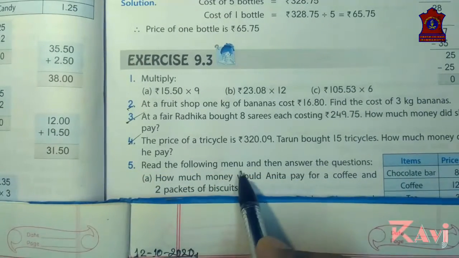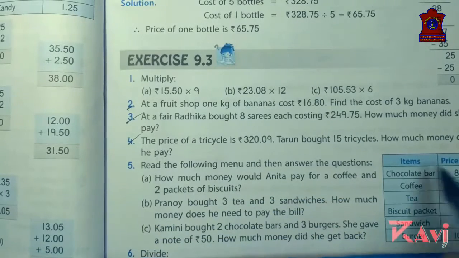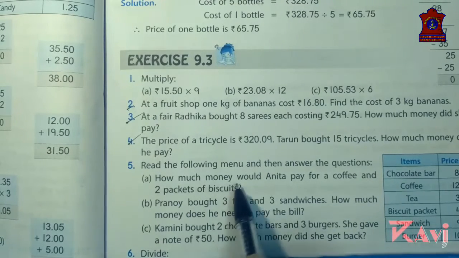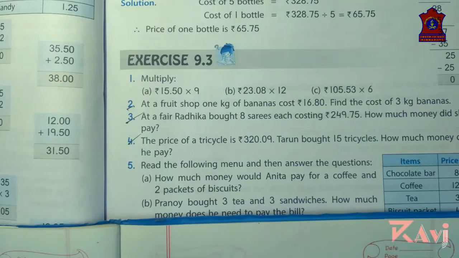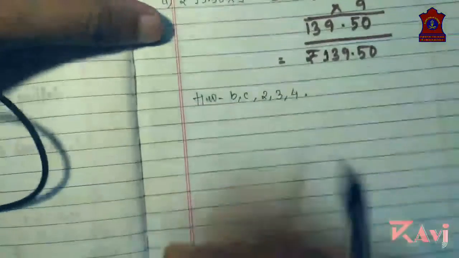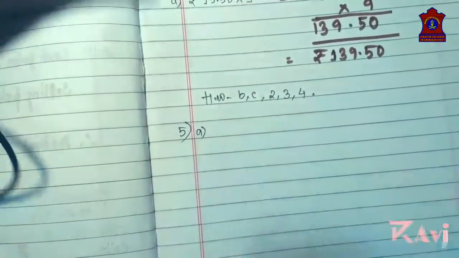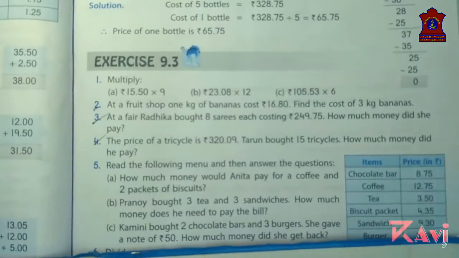Read the following menu and then answer the questions. Clear? See, the menu is given here. With this menu we need to find out the price of each item bought. See, how much money would Anita pay for a coffee and 2 packets of biscuits? Okay, let's find out. Question number 5, A. For this, you need to make this table in your copy. Clear?